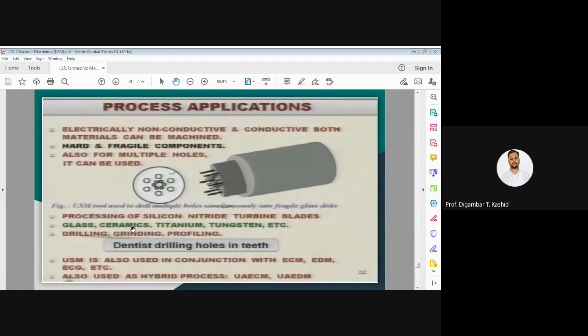Ultrasonic machining is also used in conjunction with the electrochemical machining process, that is a hybrid process. That means by combining ultrasonic machining along with electrochemical machining, electric discharge machining, or electrochemical grinding. So these are the applications.